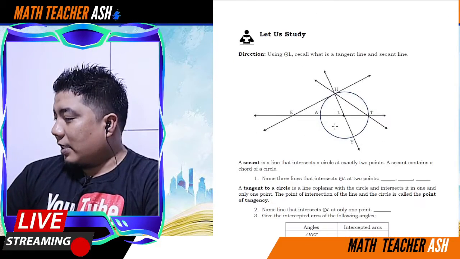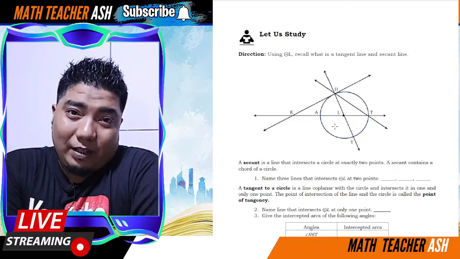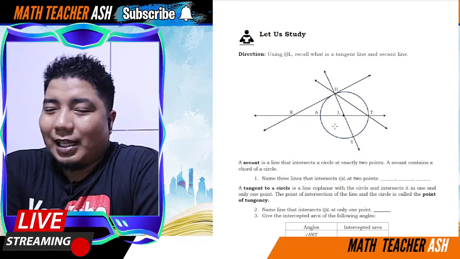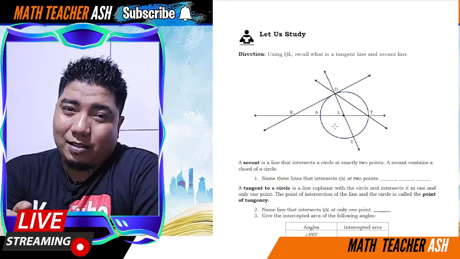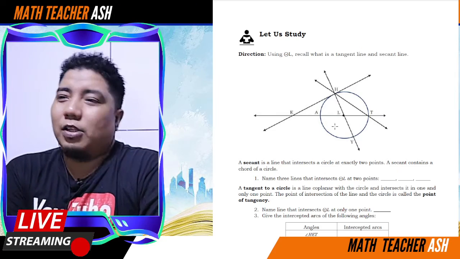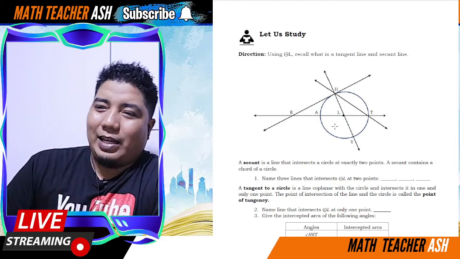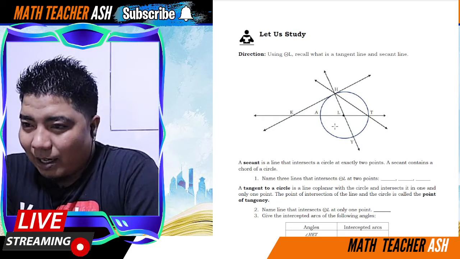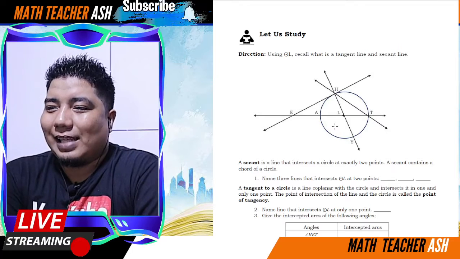Next of that is the introduction. So, we have here an activity for the introduction using circle L, because the center of the circle is point L. So, the name of the circle is based on the center. So, circle L. What is a tangent line and a secant line? Okay, a secant is a line that intersects a circle at exactly 2 points.